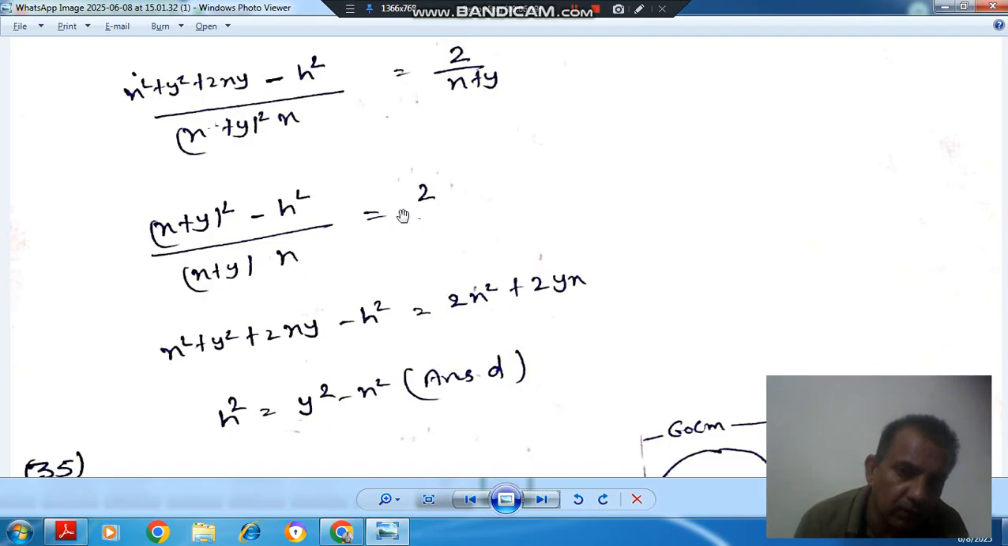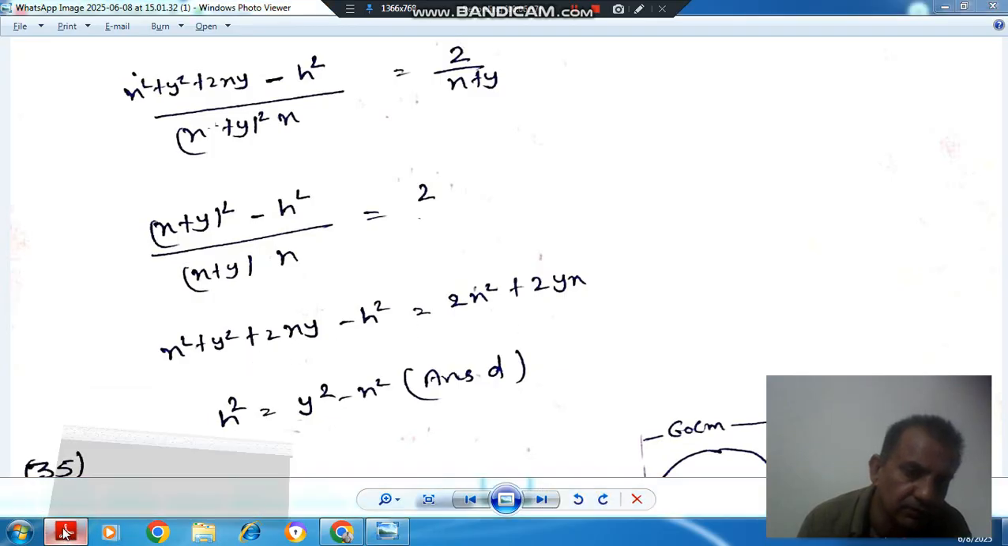Or now again cross multiplying, it will be x square plus y square plus 2xy minus h square, and this will be your 2x square plus 2yx. Or this 2x square and x square will make minus x square, y square minus x square, and this will come here, h square is equal to y square minus x square. The answer is option D. 2xy will cancel out, so the answer is option D.